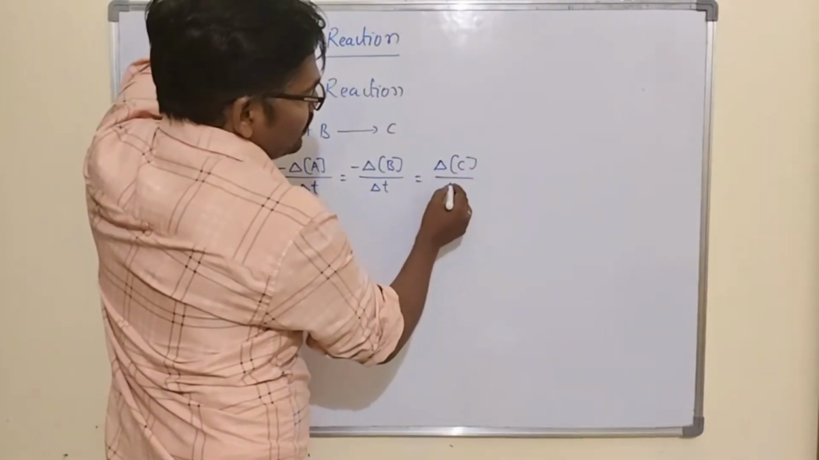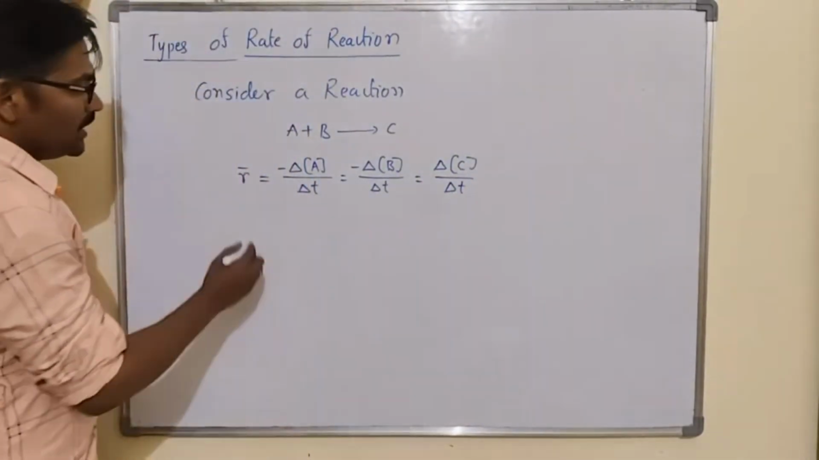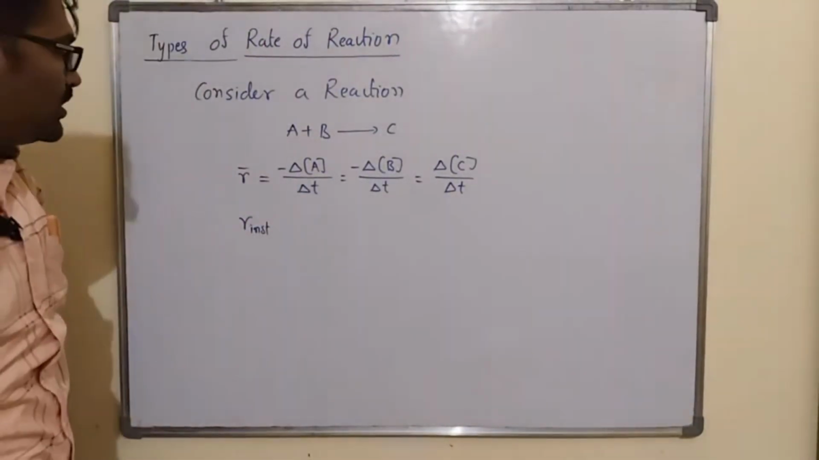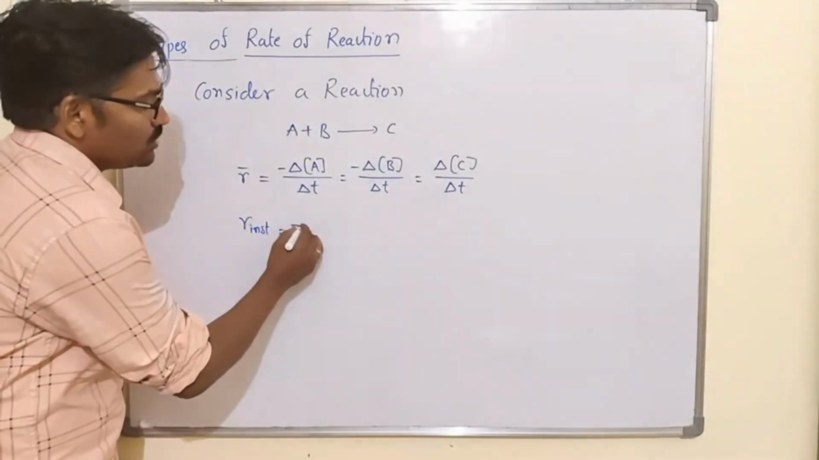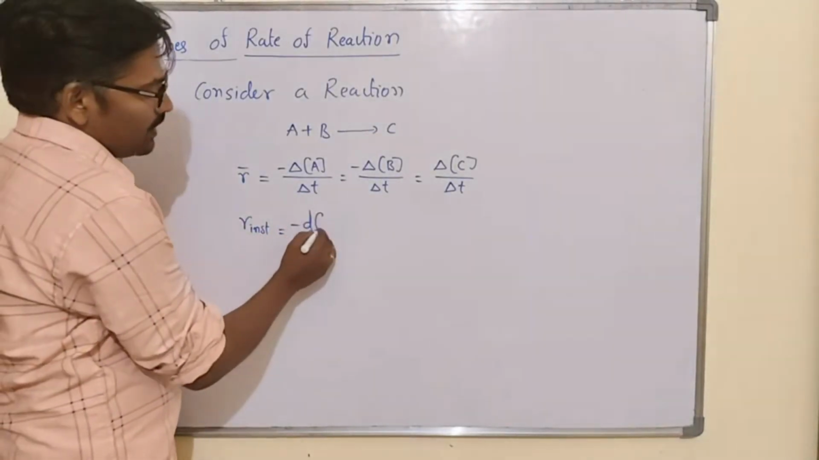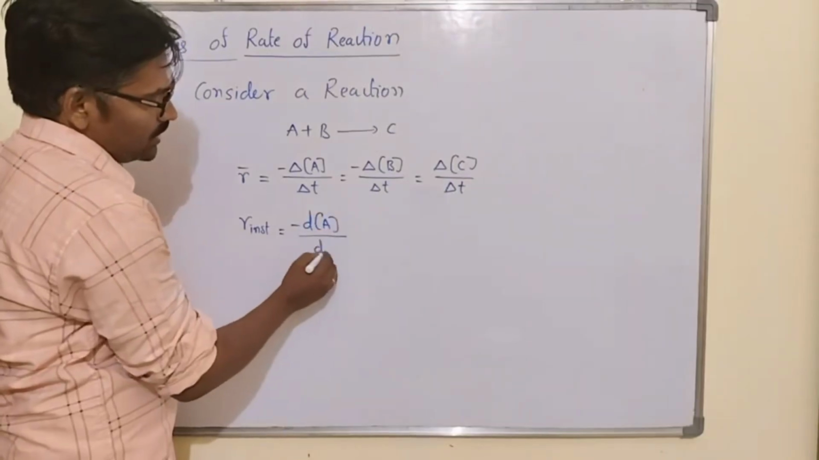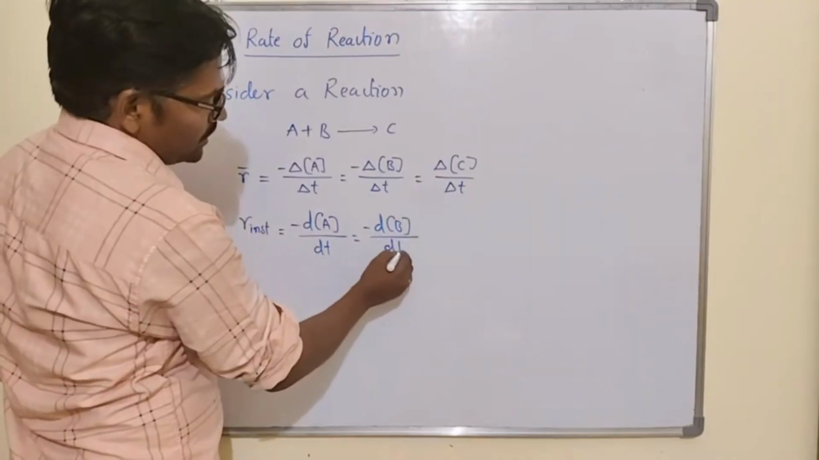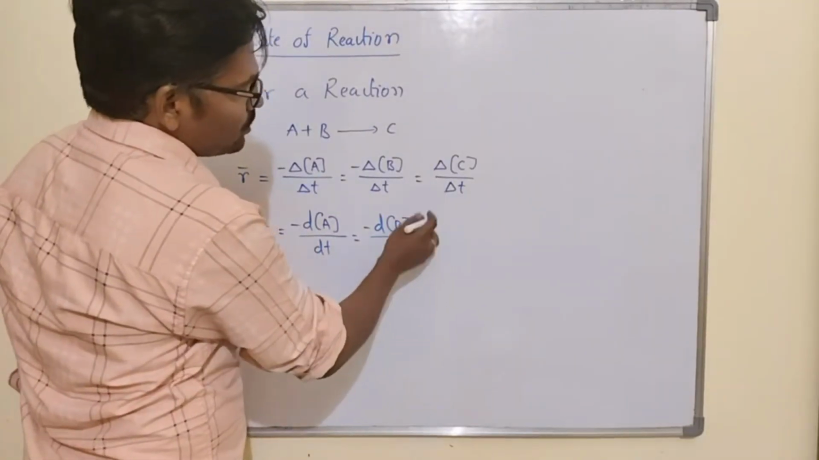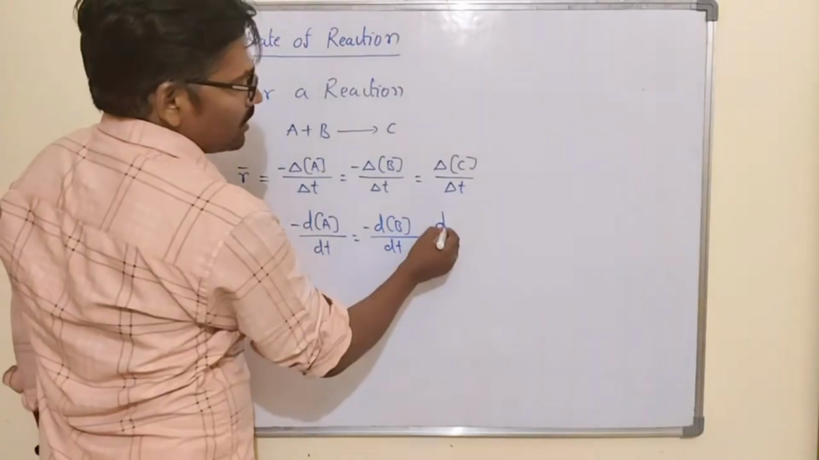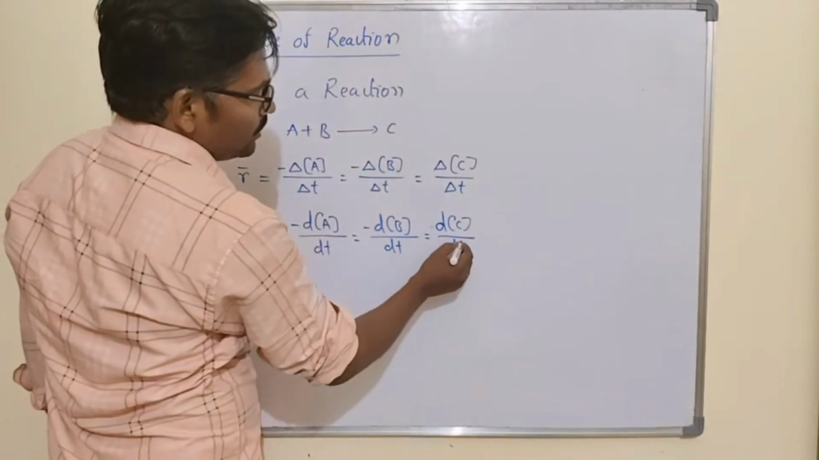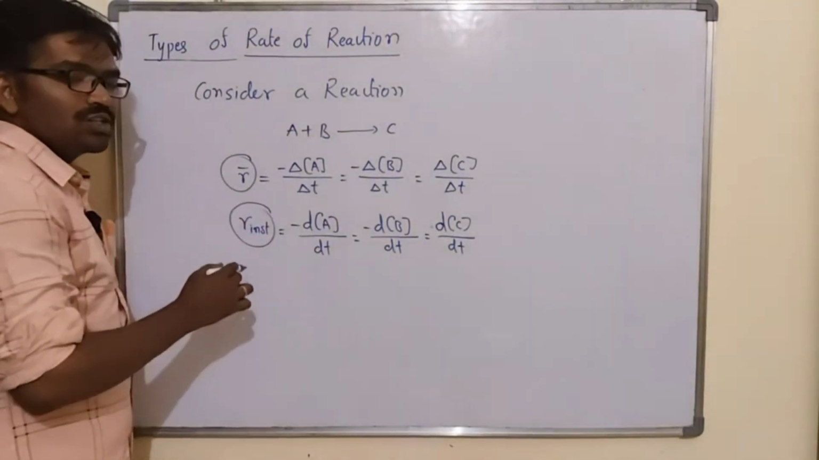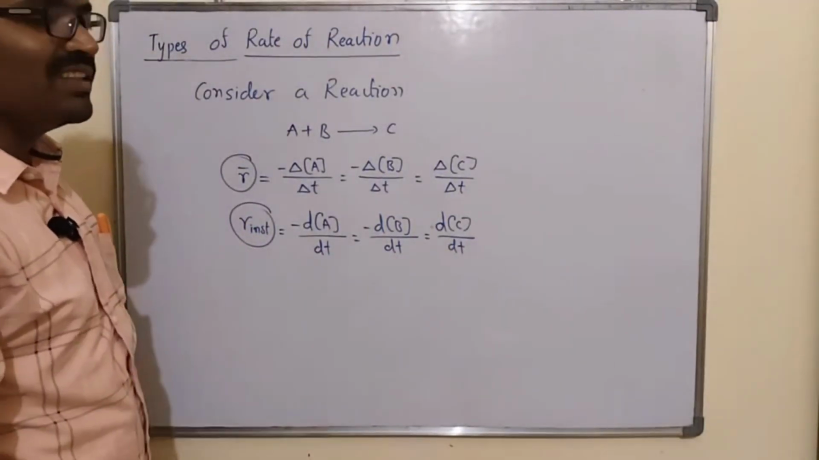The same in case of the instantaneous rate of reaction, how can you represent it? It equals minus d concentration of A divided by dt, equals minus d concentration of B divided by dt, and equals, with no negative sign here, d concentration of C divided by dt. So this is the average rate of reaction, and this is the instantaneous rate of reaction. We can represent it like this.